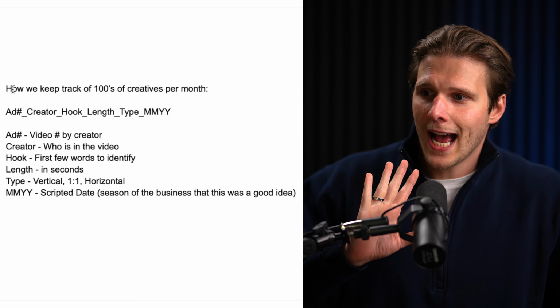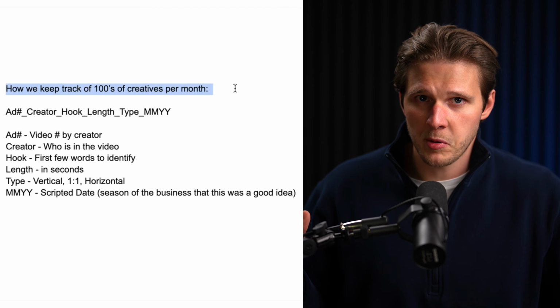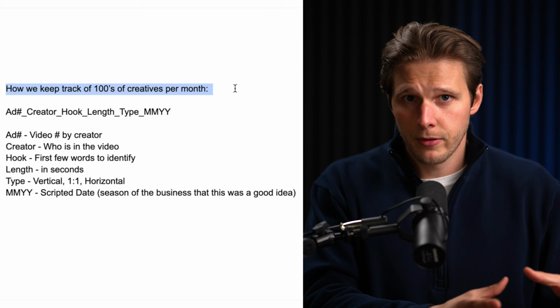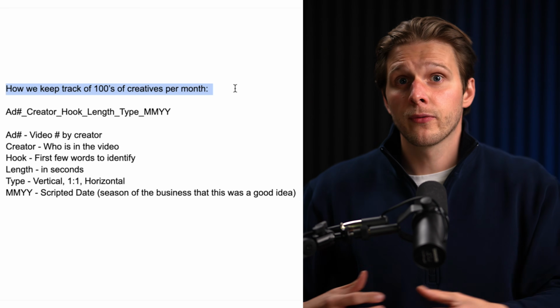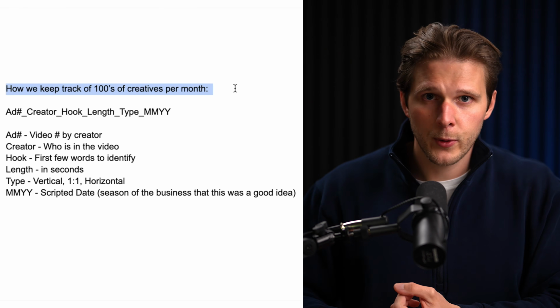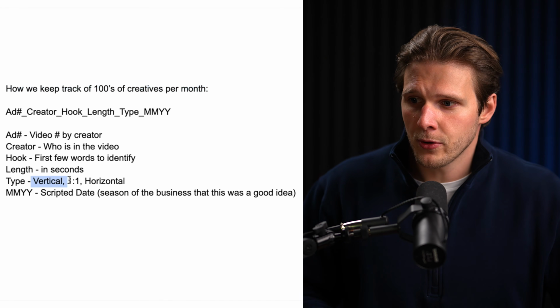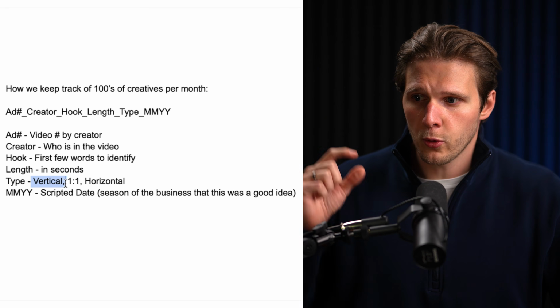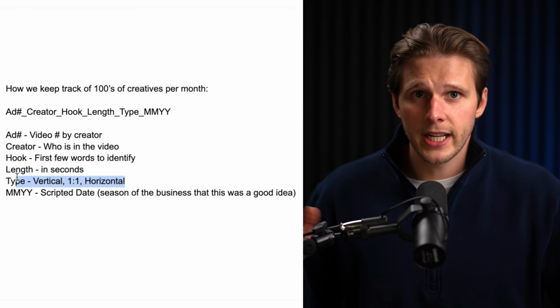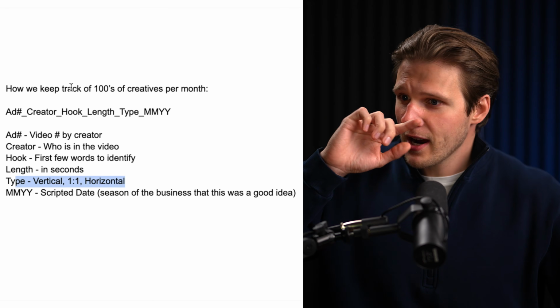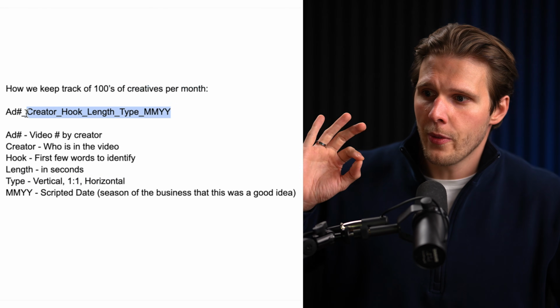I also wanted to show how we keep track of hundreds of creatives per month, because yes, we have about 100 different videos, but we also have different variations of the videos. So tons of different hooks, tons of different formats. For example, here we have the type, whether they're filmed in vertical or they're one-on-one or they're horizontal. Many ads get all 3 and the placements are different on each one. We keep track of hundreds of creatives per month through this naming convention.